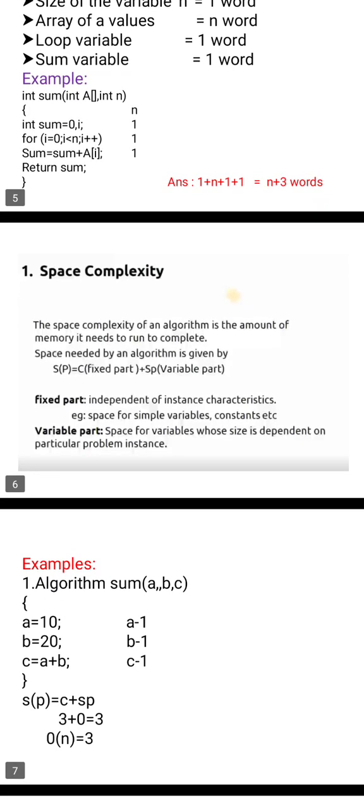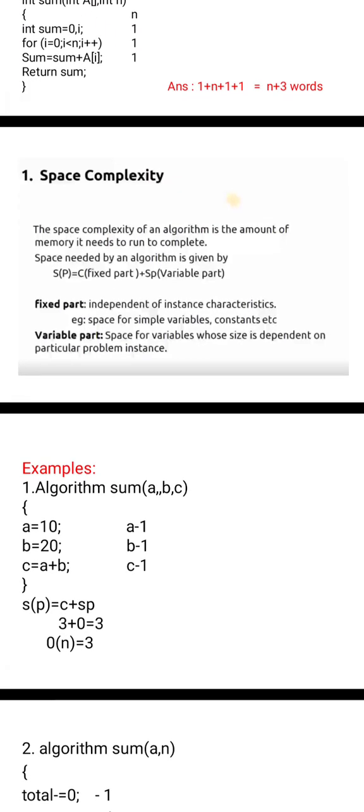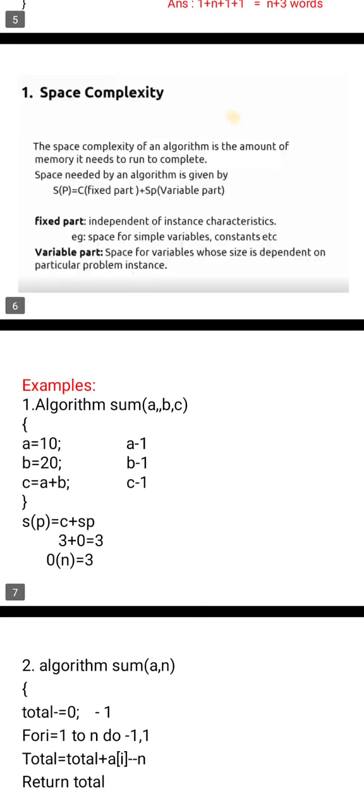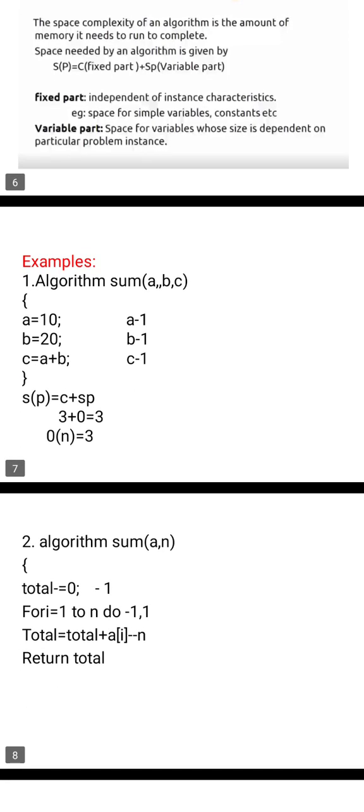The space complexity of an algorithm is the amount of memory it needs to run to completion. A formula is needed to calculate the space complexity: S(P) = C + Sp. C is the fixed part and Sp is the variable part. The fixed part is independent of the instance characteristics, whereas the variable part is one whose size is dependent on the particular problem instance. For example, if we need to calculate the sum of two variables, the resultant value is stored in another variable.